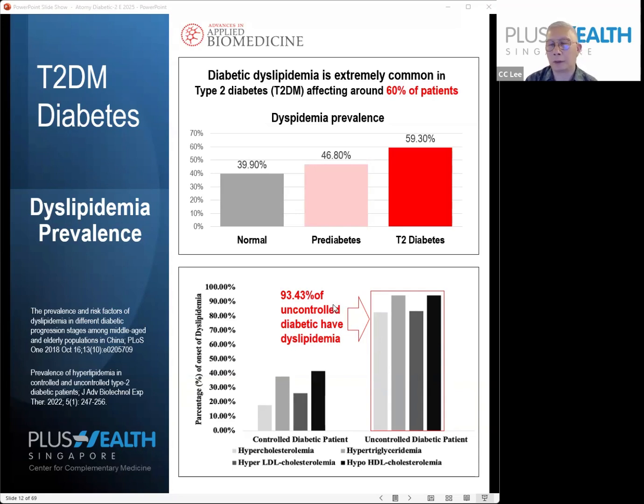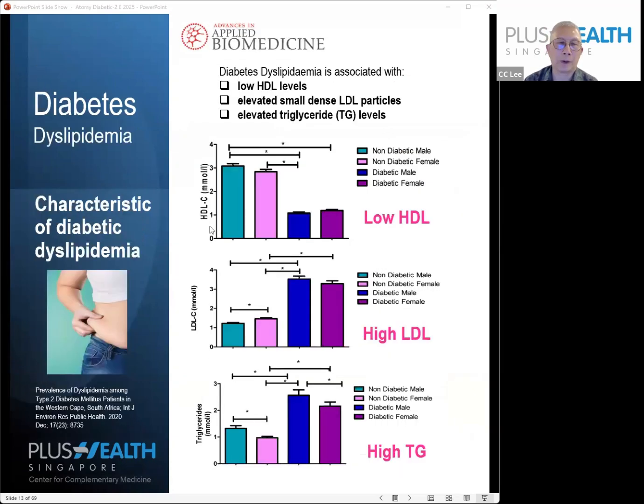So it's important to realize that lipid disorder very often goes hand in hand with the diabetic patient, right? Therefore, when we want to deal with the complication of cardiovascular diseases that arises from diabetes, one of the key factors of management is managing diabetic dyslipidemia, which is managing the diabetic patient's lipid disorder condition itself.